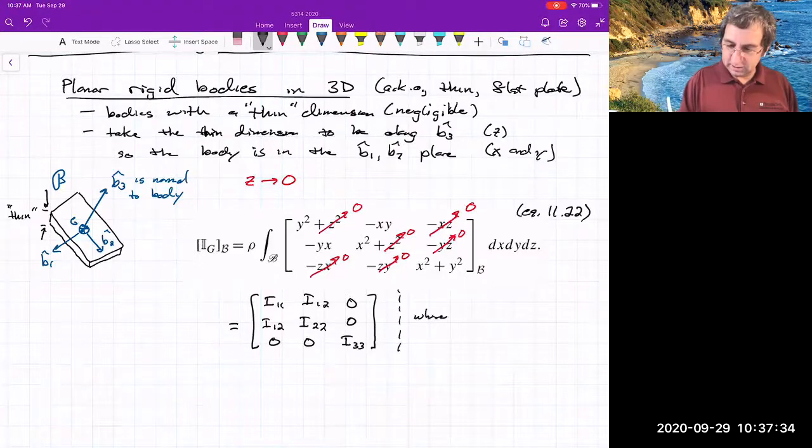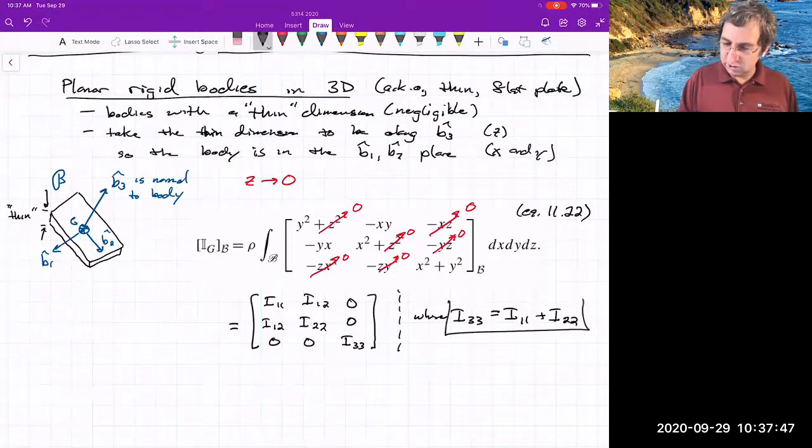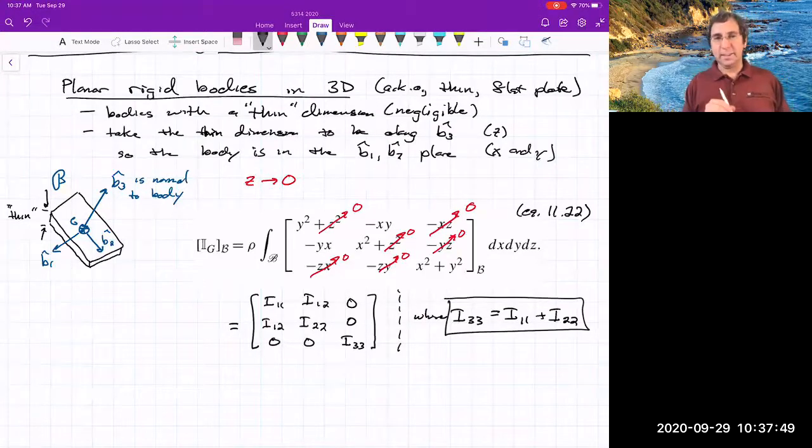We also have the case, if you look at it in terms of integrals, I33 equals I11 plus I22. So there's a relationship for the moment of inertia for rotation about the B3 axis, the normal, for something that's kind of like a flat plate. So I33 equals I11 plus I22.